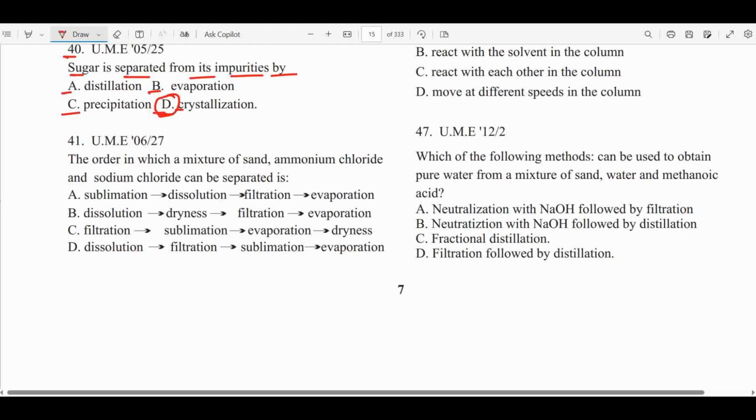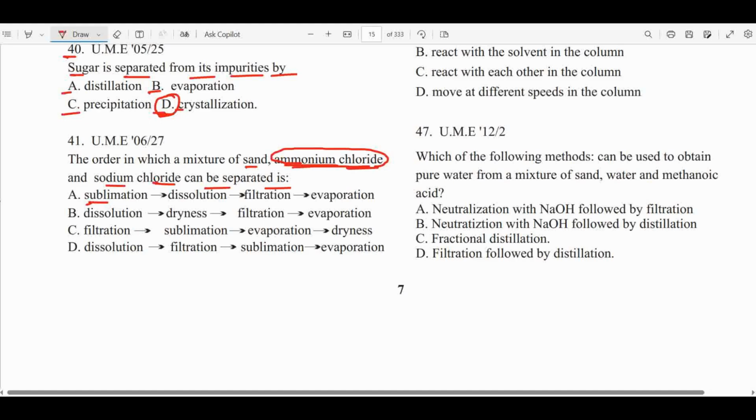The order in which a mixture of sand, ammonium chloride, and sodium chloride can be separated is, again, you have ammonium chloride, sand and sodium chloride. First thing first, sublimation. We take out the ammonium chloride, so you have sublimation.